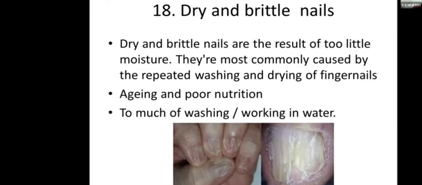With aging, poor nutrition, and too much washing, working in water. As I told you, water goes, dries, water goes, dries. Drying and wetting will cause damage to the nail, and it will cause dry, brittle nails. So dry, brittle nails is also a condition. Don't think that the nail is very dry, how much more dry can it become.